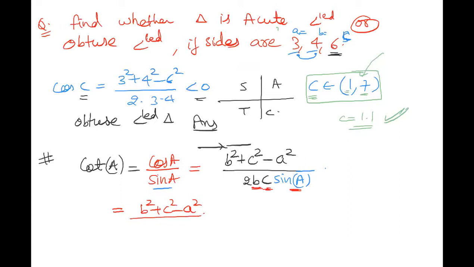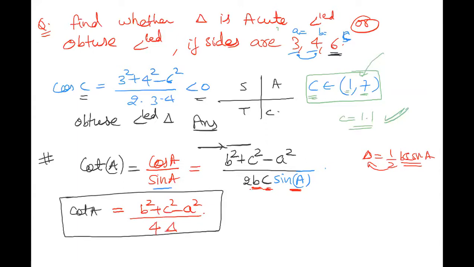This is bc sin A. So this is what? Delta. Delta is equal to half bc sin A. So bc sin A is equal to 2 delta. So 2 into 2, 4 delta. This we can write. Clear? So cot A, I can write as b square plus c square minus a square divided by 4 delta. Clear?